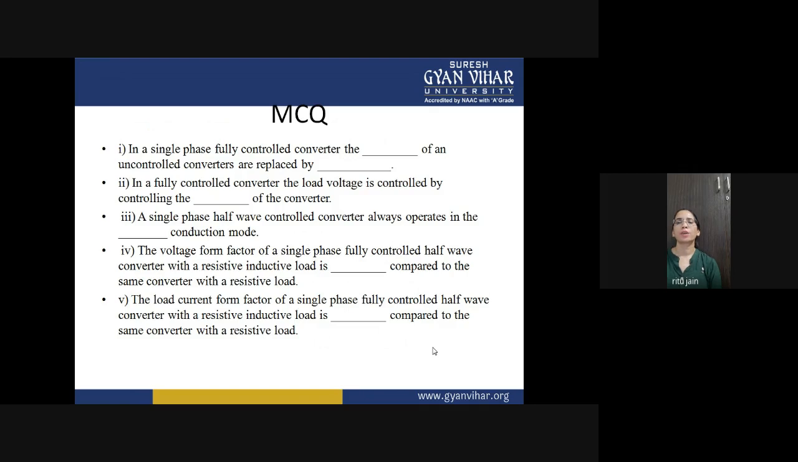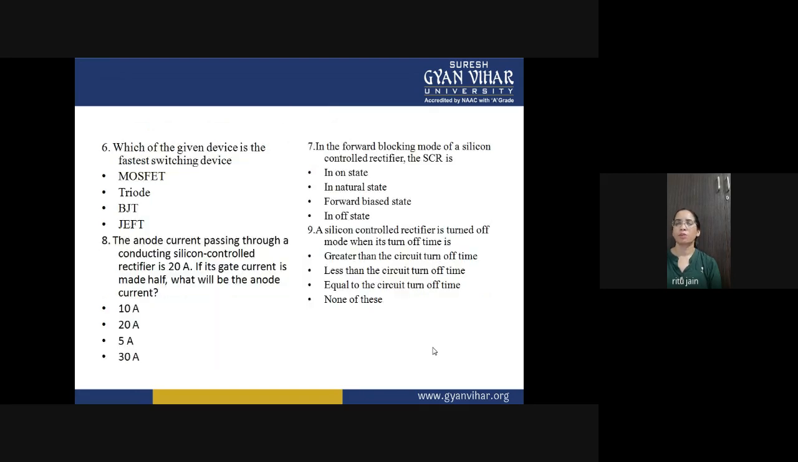The voltage form factor of a single phase fully controlled half wave converter with a resistive inductive load is better compared to the same converter with a resistive load. The load current form factor of a single phase fully controlled half wave converter with a resistive inductive load is poorer compared to the same converter with a resistive load. Now, which of the given devices is the fastest switching device? MOSFET is your fastest switching device.